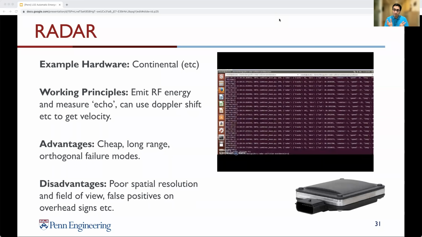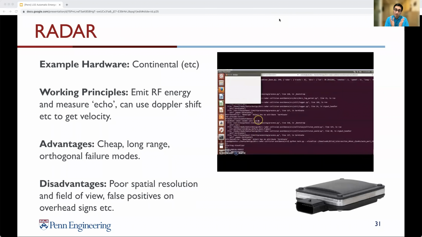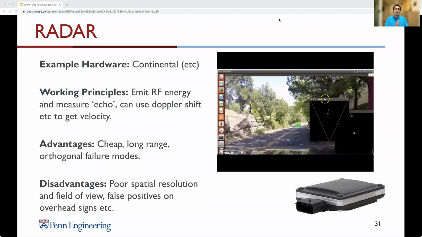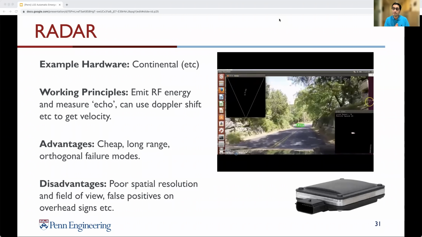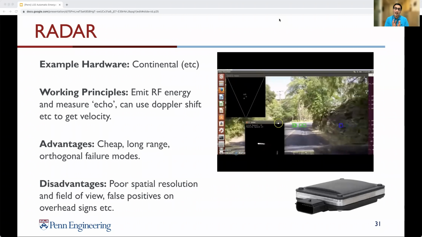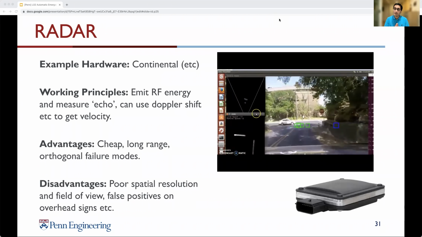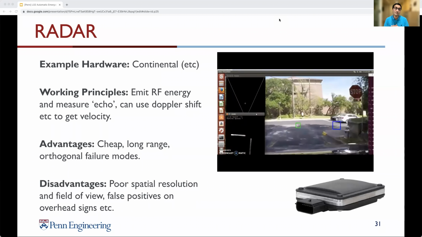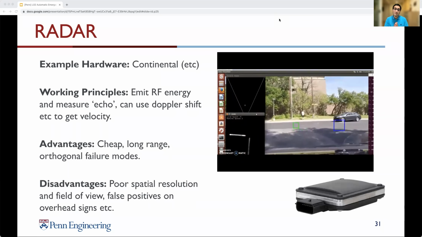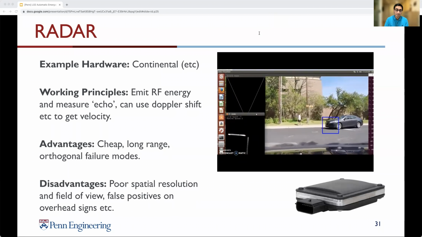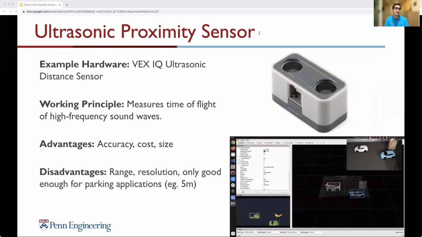One disadvantage of radars is that they have poor spatial resolution and a narrow field of view. They cannot classify objects, but radars are robust across a range of environmental conditions. They are relatively insensitive to temperature changes and have longer ranges than comparably priced LiDARs. Most AEB systems on the market are radar-based. The fourth sensor here is the ultrasonic proximity sensor.